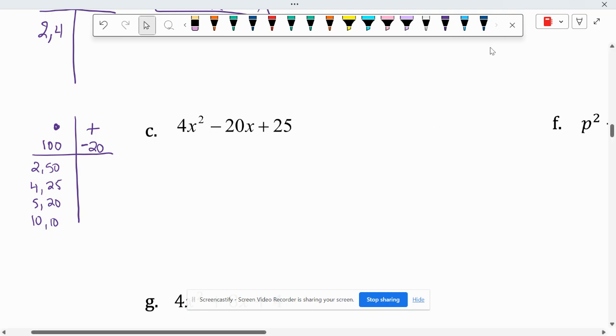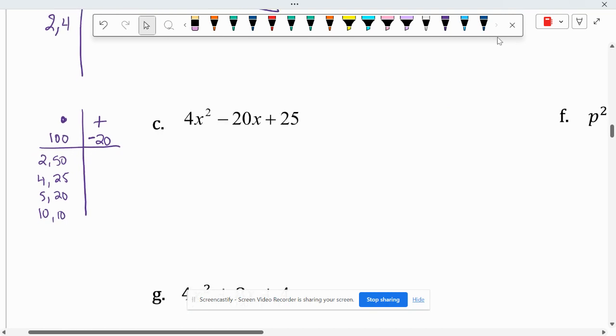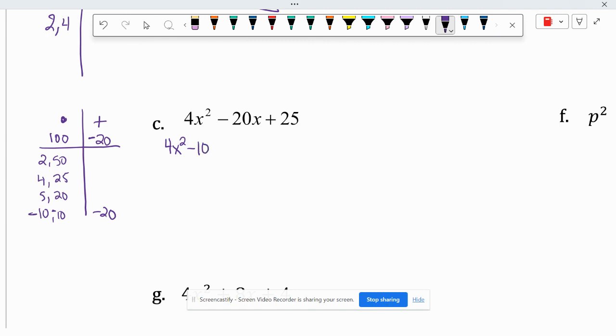Help them out, Charlie. The 10 and the 10, what do I need to do to the 10 and the 10? Yeah, if I make both of these negative, negative 10 and negative 10 add up to a negative 20. And negative 10 times negative 10 gives me a positive 100. So that's what I'm going to use. 4x squared minus 10x minus 10x plus 25.